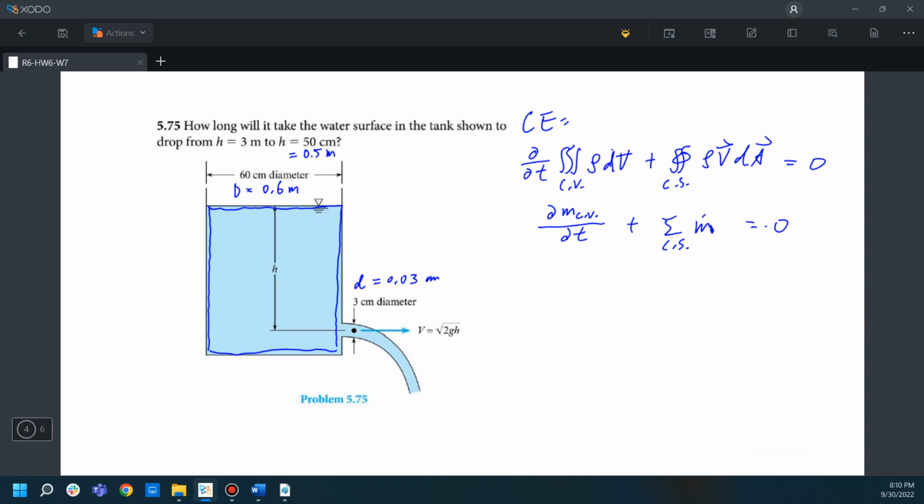Cool. So as we can observe from this diagram, when the water is being drained out from this outlet, the control volume actually decreases. So we cannot cancel the control volume term in this case.